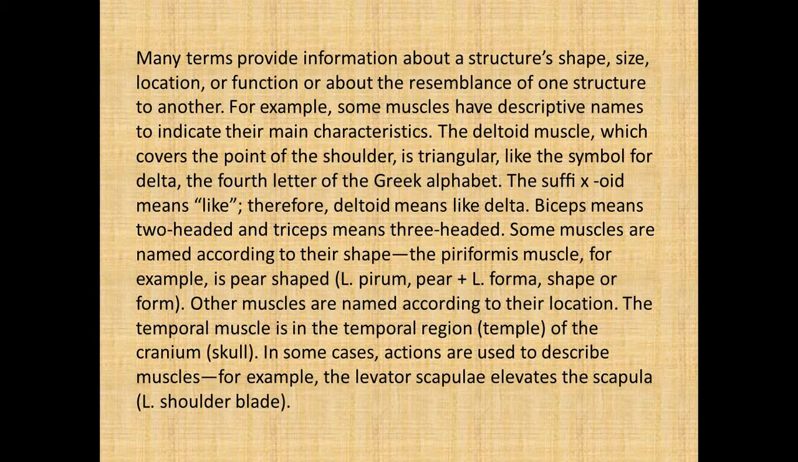Some muscles are named according to their shape. The piriformis muscle, for example, is pear-shaped. Pirum, pear, Latin forma, shape or form. Other muscles are named according to their location. The temporal muscle is in the temporal region, temple, of the cranium, skull. In some cases, actions are used to describe muscles. For example, the levator scapulae elevates the scapula, Latin for shoulder blade.